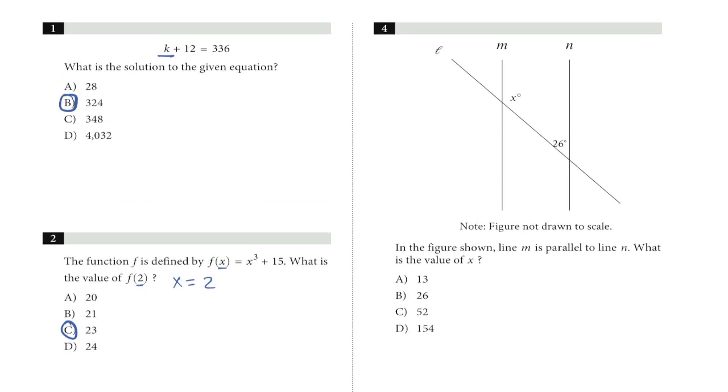All right, number 4. So anytime we have these sorts of figures where we have two lines that are parallel and a transversal. So reading the question a little more carefully, it says in the figure shown, line M is parallel to line N. There's the parallel lines I was talking about. What is the value of x?